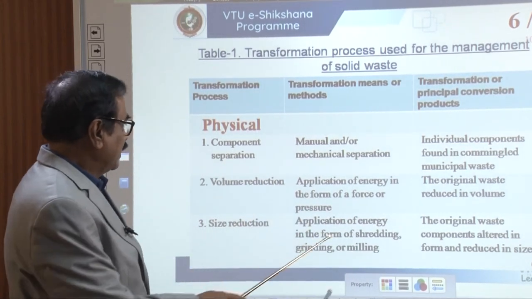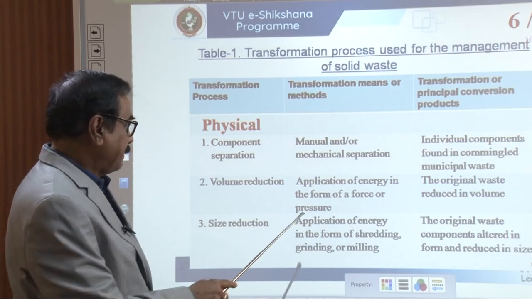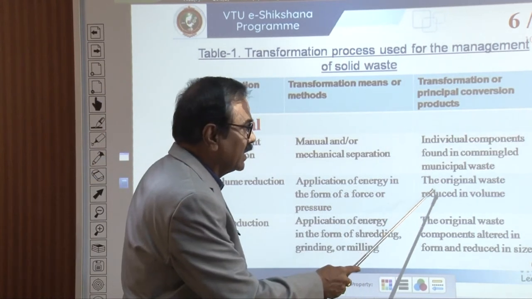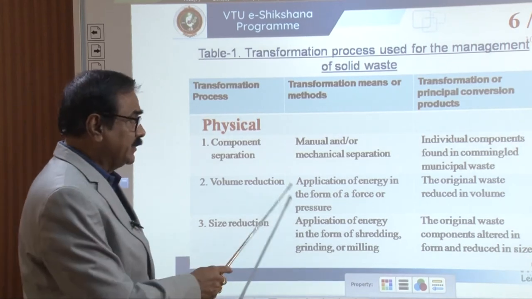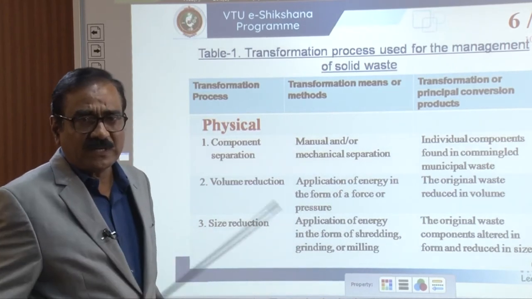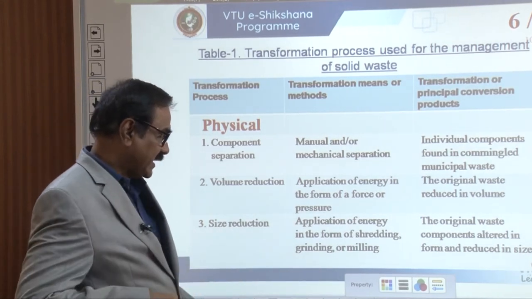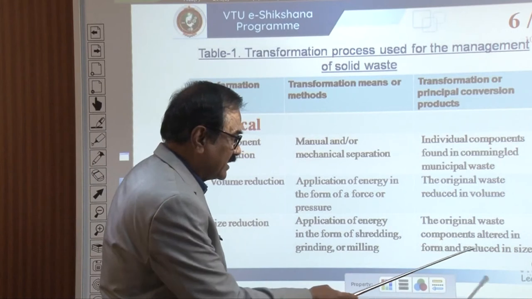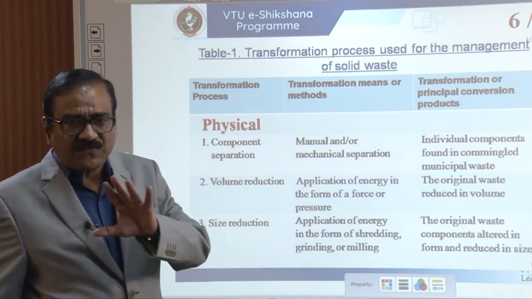Then volume reduction. So same, we can apply some energy and compress its volume. So ultimately what we are achieving is the original volume of the waste is reduced so that it further becomes economical. In fact, I will be going into the details of all this, because module 2 mainly covers physical and chemical processing techniques. And size reduction, by applying some energy or some mechanical means, will just reduce the size. So the original waste is altered in form and reduced in size. So these are physical techniques.